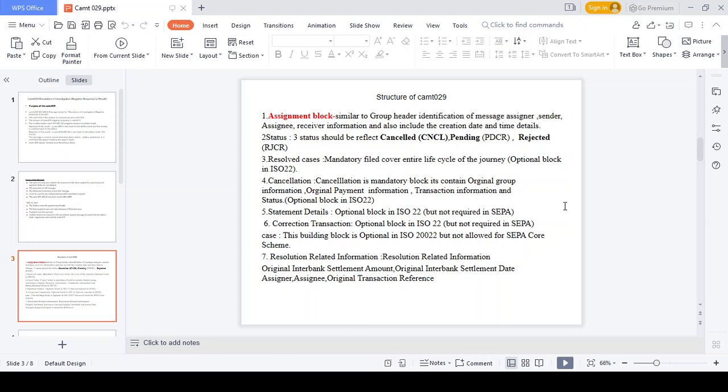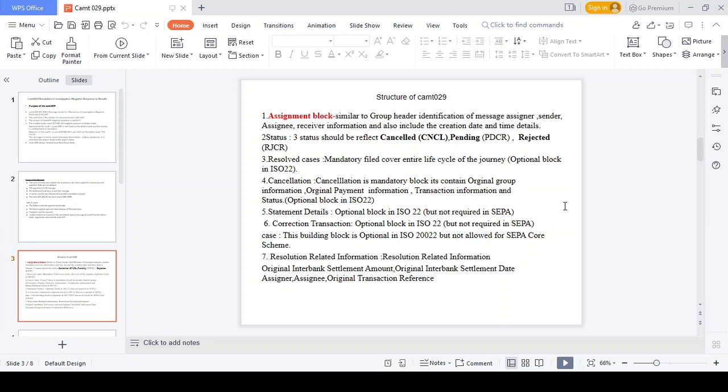In this cancellation group you can see the original payment information, transaction information, and status. This kind of information you can see in the cancellation block. Statement and details is an optional block. This is an optional block for ISO 2022. This is not required for SAFE payment.